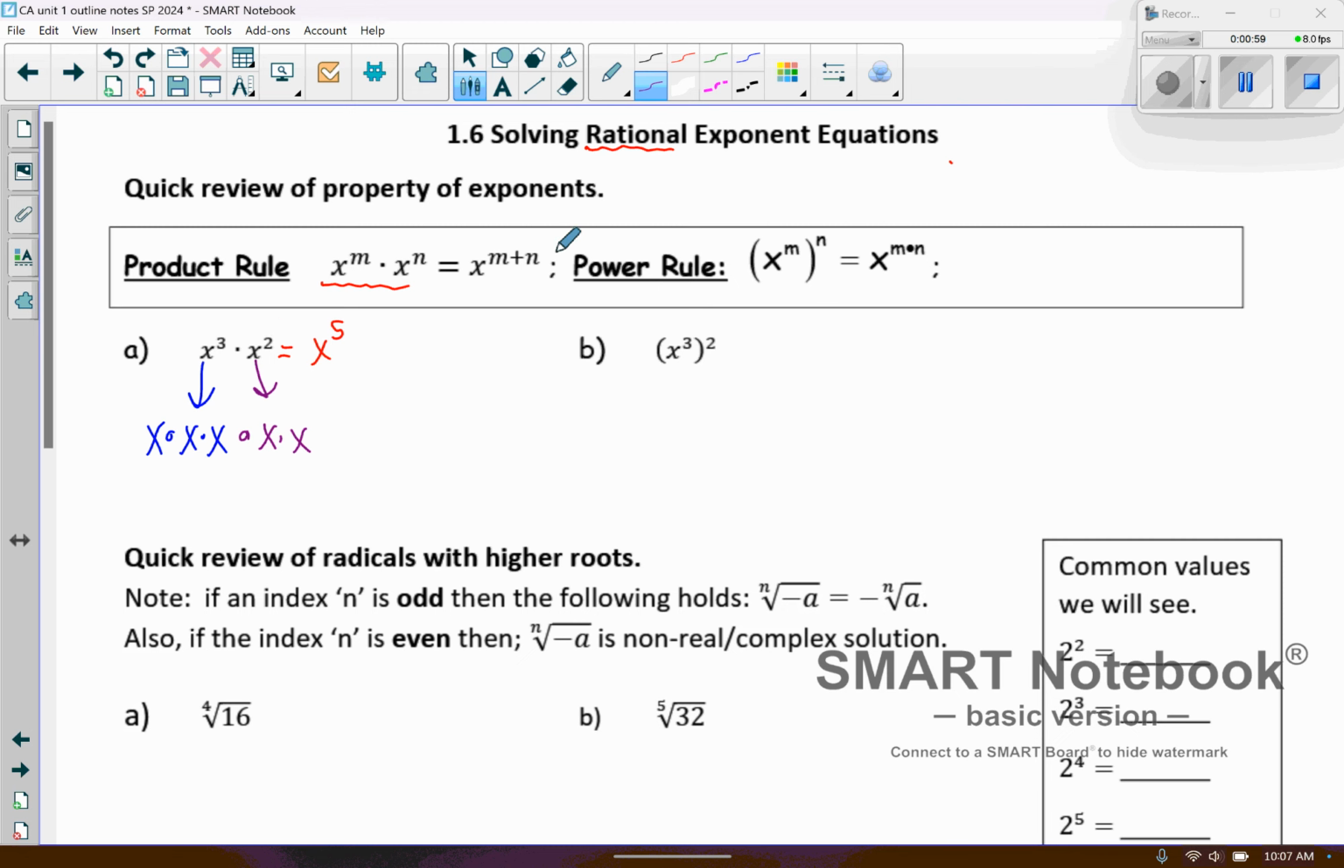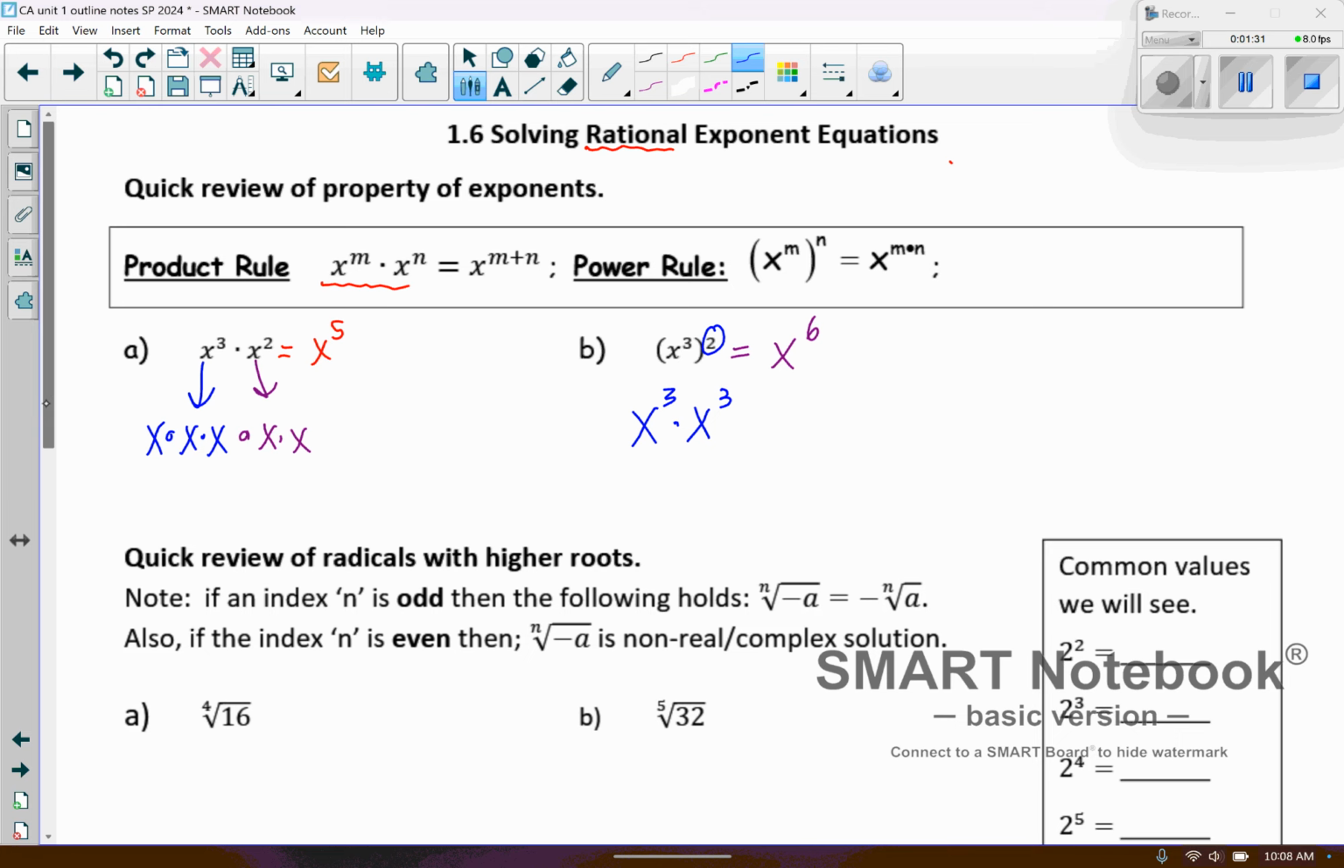Then we have the power rule. That's if you have a power to a power, you multiply those, so this would become x to the power of 6. It makes sense because if you're squaring something, that means it would be x cubed times x cubed. Then you can refer back to the product rule: you add the powers when you multiply like bases, and you get x to the power of 6. So hopefully you recall those from a previous course.